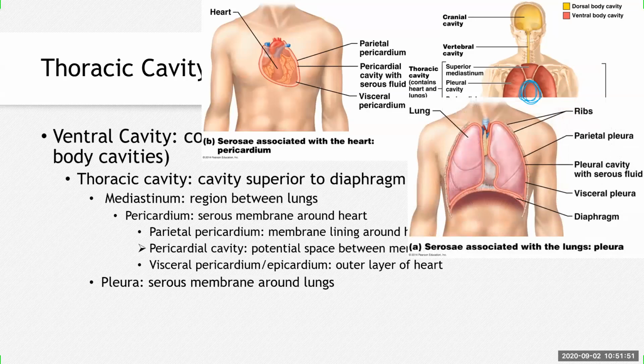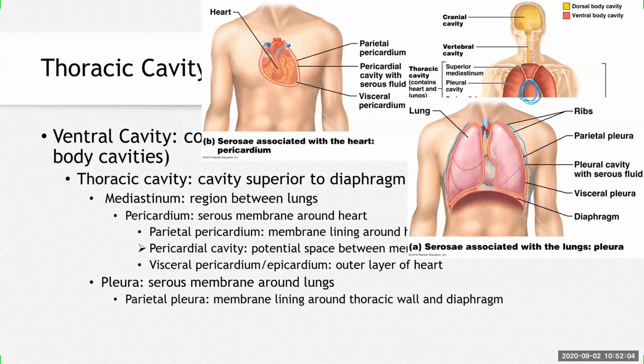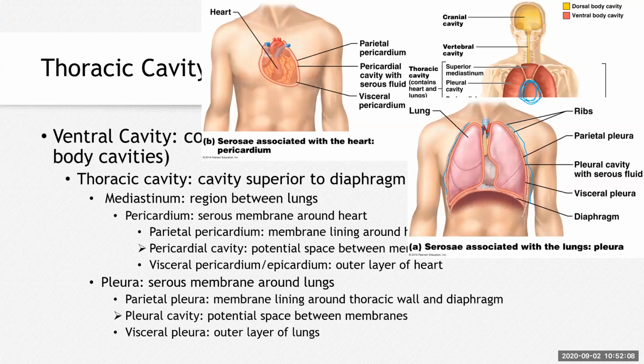The pleura is regarding the lungs. So we have the part that lines the walls of the lungs, within the rib cage and everything. That's called the parietal pleura. And then the outer layer of the lungs itself is called the visceral pleura. And in between, we have the pleural cavity.